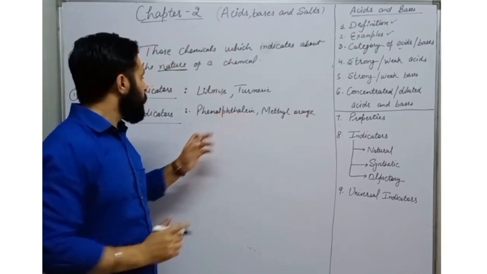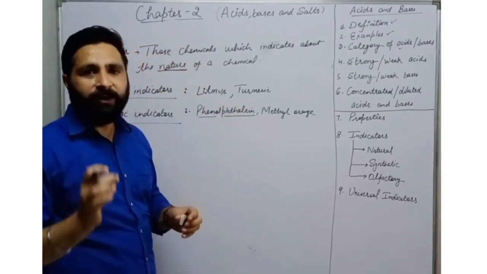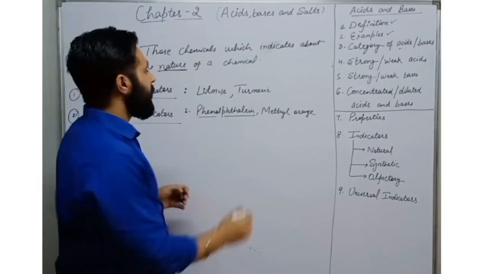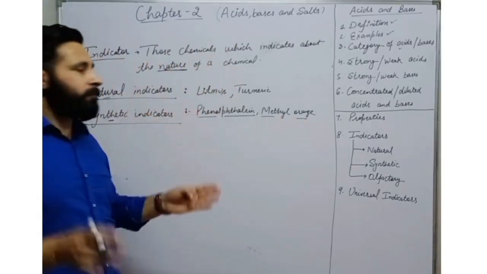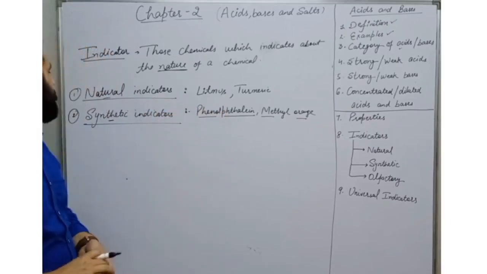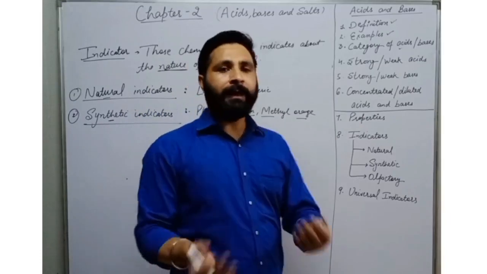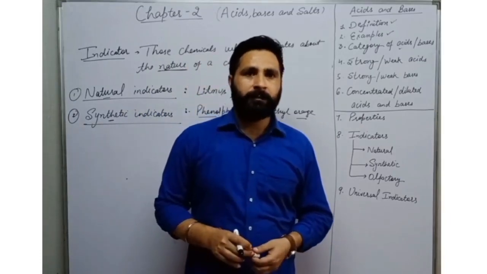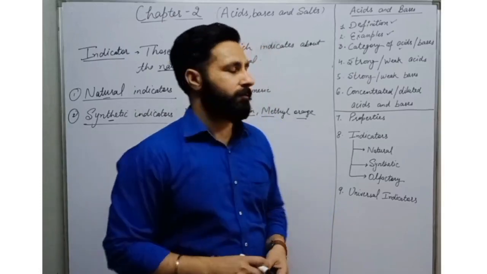phenolphthalein. Just pronounce it as phenolphthalein. And this is methyl orange. Just keep it in mind: two examples of natural indicator and synthetic indicator. Now the question is, how do they tell us that this chemical is an acid, or this is a base, or this is neutral?